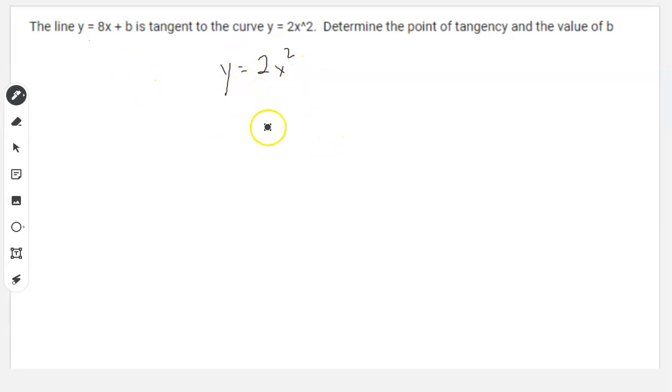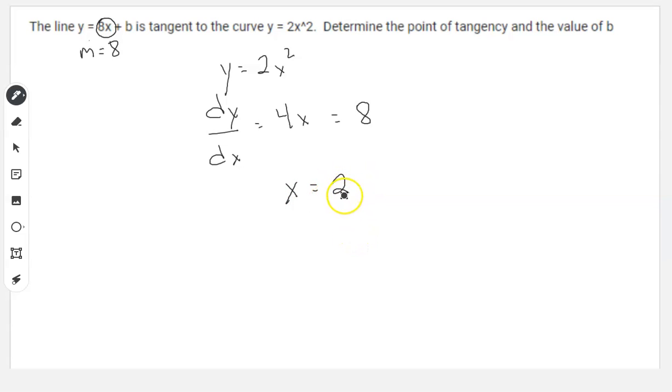All right, well, what do we know? Since this is in slope-intercept form, the slope of this line is 8. Right, so m equals 8. So if I found the derivative of this function, dy by dx, which is just 4x, I know I want that tangent to have a slope of 8. So I can immediately solve for where that's going to happen. Well, at least the x-coordinate anyways. So the x-coordinate is going to be 2.